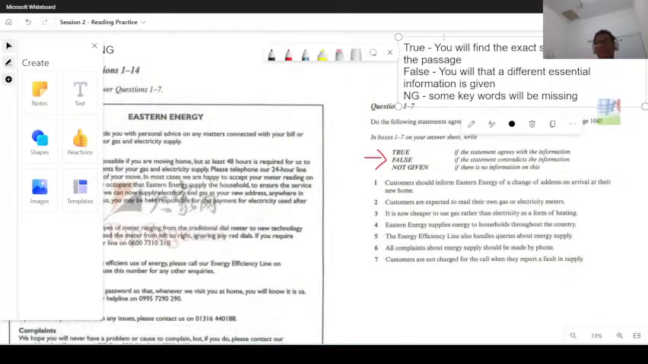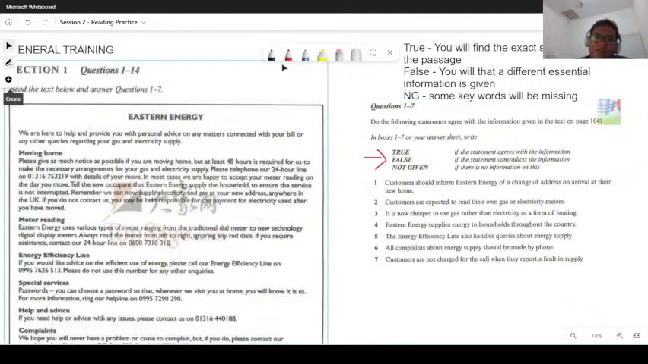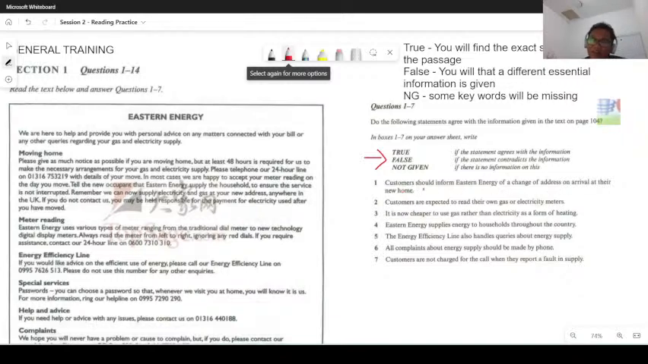So just to give you a taste of what that's like, let's take a look at question one. Customers should inform Eastern Energy of a change, right? So we're talking about customers should inform Eastern Energy, the company, of a change of address on arrival at their new home. Change of address. Okay, we immediately find that it doesn't take long to see where the answer lies.